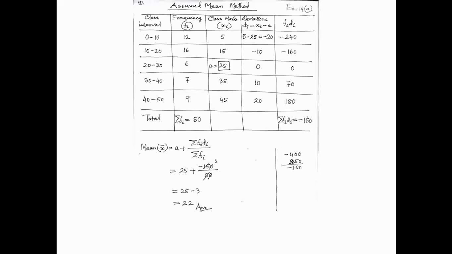Then in the assumed mean method, you have to apply this formula: x bar equal to a plus sigma fi di divided by sigma fi. You put the value of a, the value of sigma fi di, and the value of sigma fi. Here you cancel, so I am cancelling, you are getting 3. So plus minus minus, 25 minus 3 equal to 22. Okay, students? Okay, let us proceed to another question.